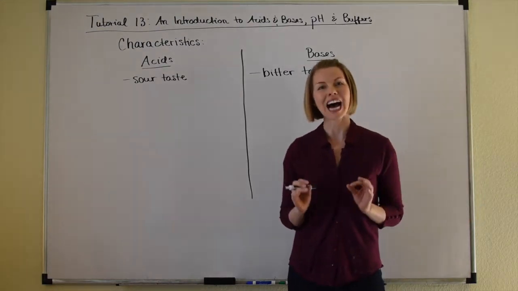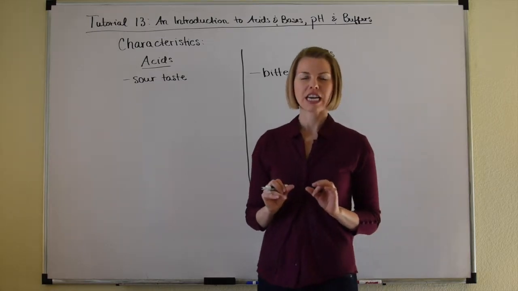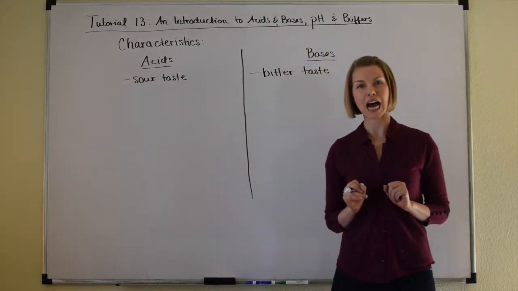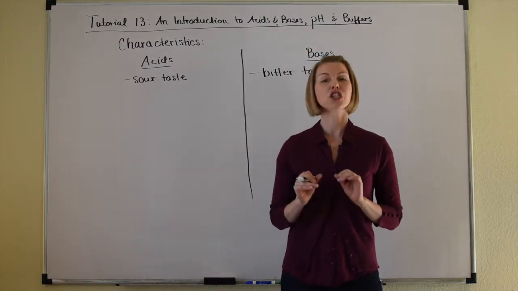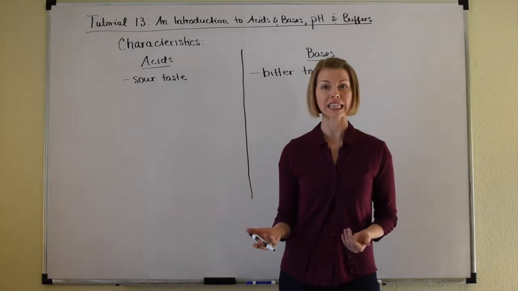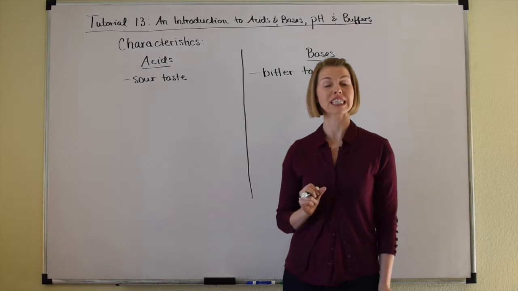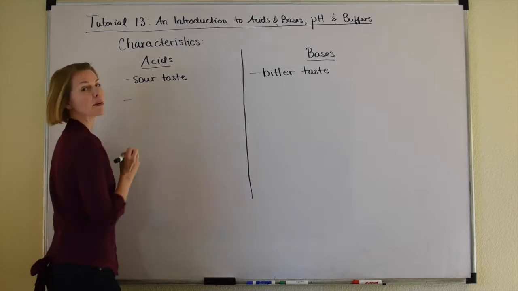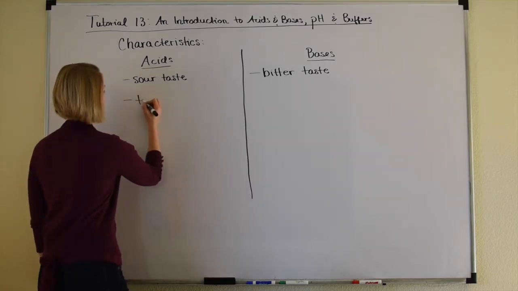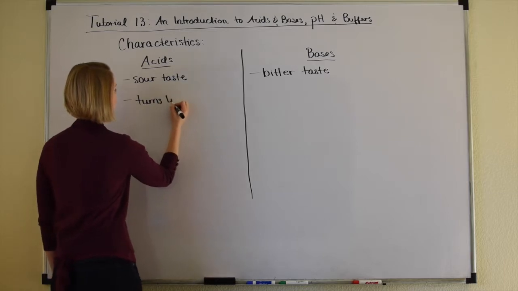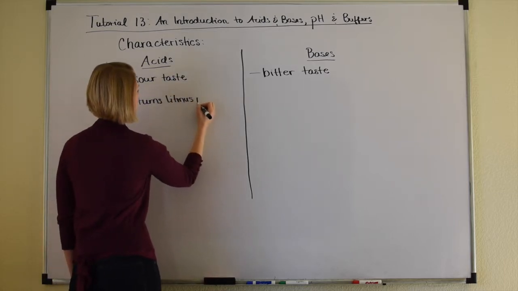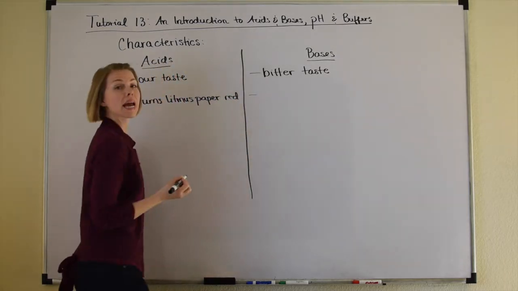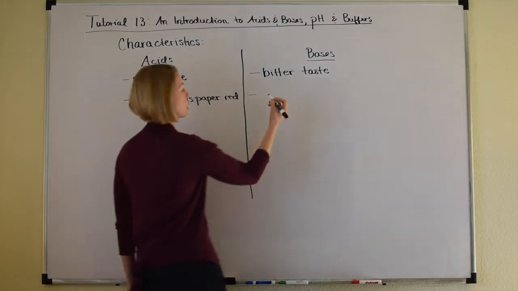Certain organic dyes will change color in the presence of an acid or a base. And so we utilize these dyes in the lab to quickly and easily check to see if a solution is acidic or basic. One of the more common dyes that you might have already seen in the lab is litmus. An acid will turn litmus paper red, while a base will turn litmus paper blue.